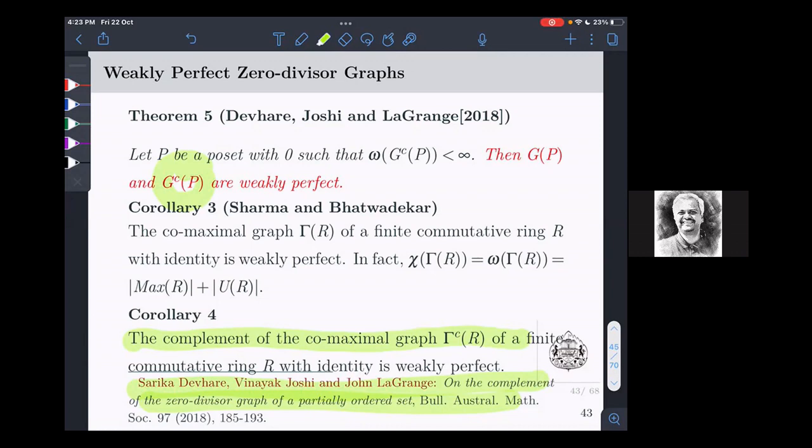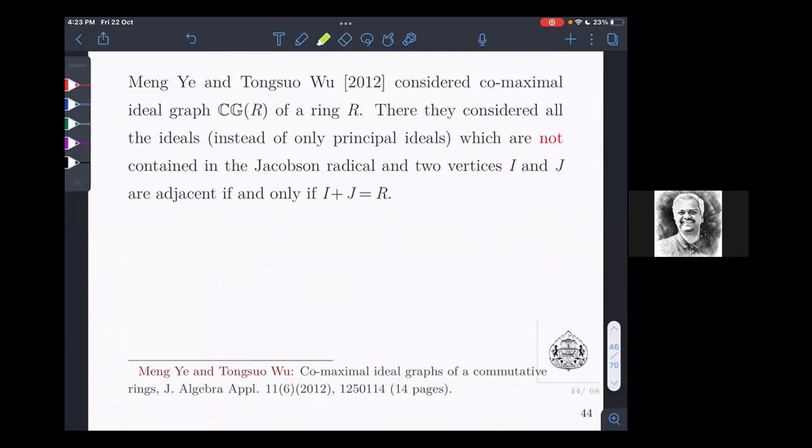Okay, so this is the weakly perfectness. Not only that, maybe a few minutes I will talk about it and then probably I will stop. Then there is one more concept of co-maximal ideal graph. Instead of taking elements, you take ideals as vertices, and again the same story. I and J are adjacent if their ideal sum is the whole ring R. That means I and J are co-maximal ideals.